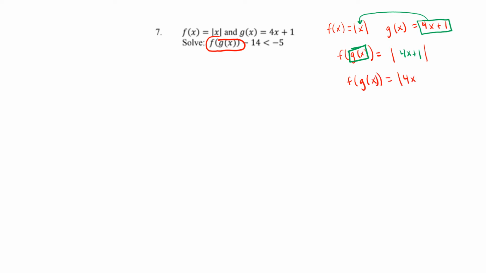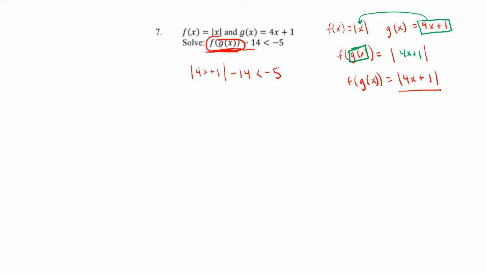Absolute value 4x plus 1. Now the hint there is just make sure you end up with an absolute value. That's all we're working with in this unit, so we shouldn't really get anything that looks different. So I'm going to now take absolute value 4x plus 1 and substitute it in right here into this equation. So we have absolute value of 4x plus 1, still minus 14, is less than negative 5. And now we're set up with a problem just like number 6 that we can solve.